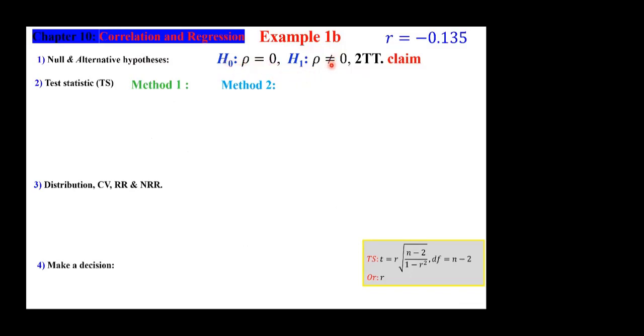Rho is not equal to 0, which is a two-tailed test, and that's the claim. That means there is a correlation. This is the way the null and alternative hypotheses are set up.